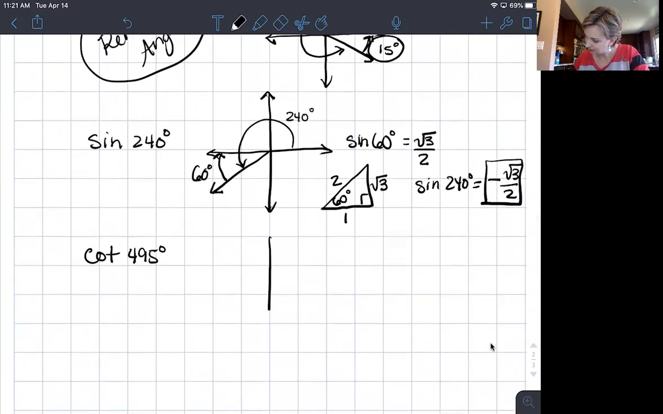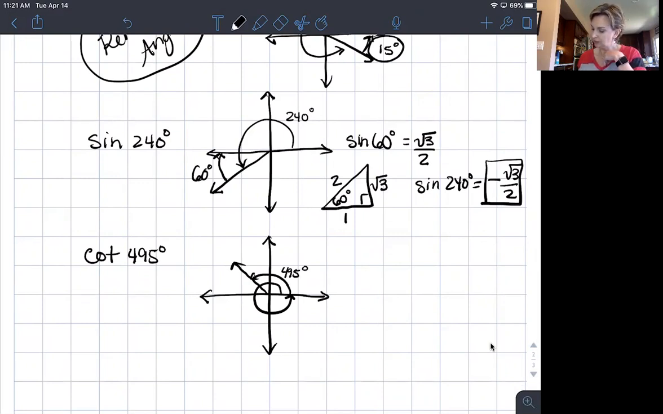Okay, first we need to figure out what the reference angle is for 495, because that's a really big angle, right? 495, wow. So for that one, we go all the way around. That's 360. And then what do we have left? We have 135 left over. All right, so that's going to put us over here in quadrant 2. That is 495 degrees.